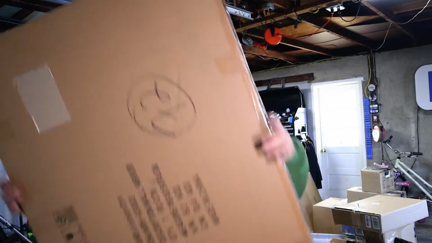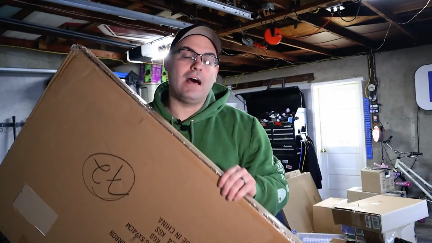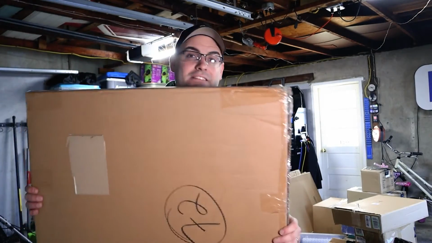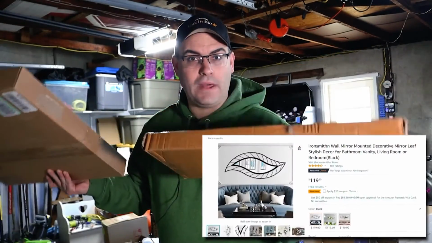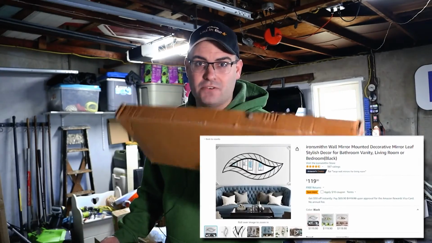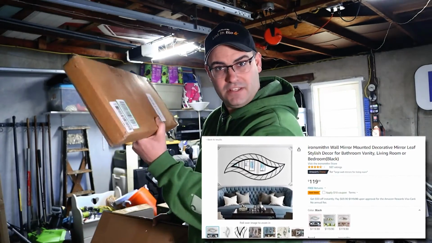Next up, we've got a massive wall mirror that, well, I'm gonna have to find a spot for. But this is like a $125 mirror. Again, I'm into it for like $7. Now, I've got some assorted wedding decor. That should be an interesting video. My sister-in-law's getting married soon. Maybe you'll see this at her wedding.